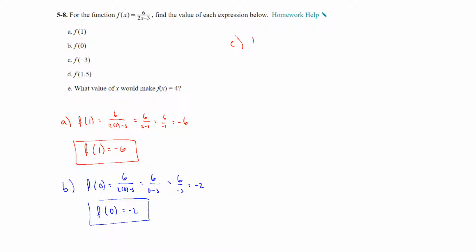Question C, f of negative 3. So we're going to continue to do the same thing here each time, is plug in negative 3 for the x. So 2 times negative 3 minus 3. 6 divided by negative 6 minus 3. Or 6 divided by negative 9. If you divide that by 3, that'll give you negative 2/3. So f of negative 3 is equal to negative 2/3. Leave it as a fraction, because if you try to change it to a decimal, it's repeating.